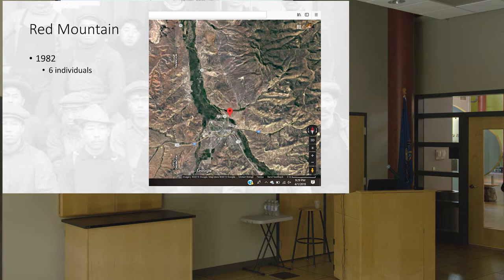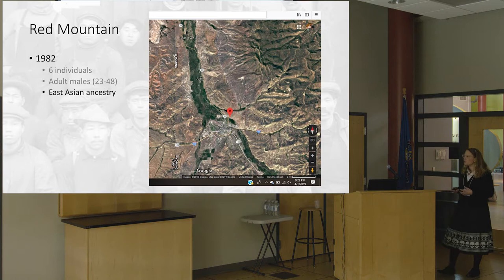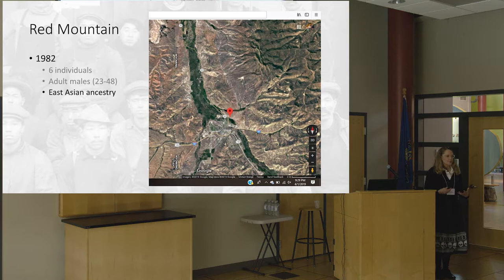And in 1982, excavations, I think they were putting in a parking garage, I'm not quite sure what they were doing up there, or doing some mining activities, uncovered the remains of six individuals. These were all adult males, so they ranged in age, estimated age, from about 23 to 48. They all appear to have East Asian ancestry based on biological profile, and as Dr. Dirk-Matt mentioned earlier, we look at ancestry, right? So we're going to estimate East Asian ancestry, and they had mixed mortuary offerings.